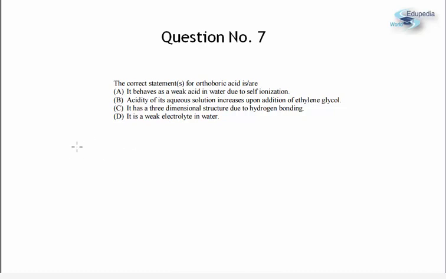First of all, what is orthoboric acid? I hope all of you must know the formula of orthoboric acid. It is H3BO3, and it has some very interesting and peculiar properties which are very important and are frequently asked in JEE. So we have been given 4 statements and we have to identify the correct one out of them.